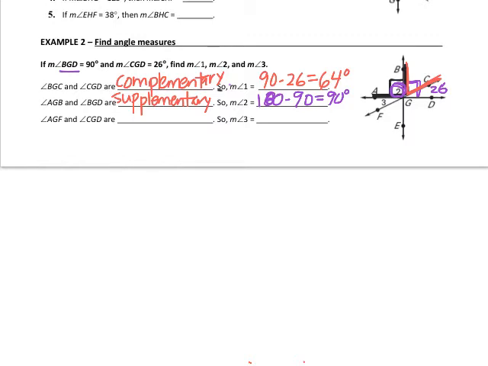All right, our last one says AGF. So let's go ahead and take a look at AGF. That's this angle number 3. Angle AGF, and CGD, which we already talked about was 26 degrees, are what kind of angles? Well, it forms a letter X, doesn't it? So if it forms a letter X, those are going to be called vertical. And vertical angles, as the theorem says, are congruent. So that means that the measure of angle 3, this angle here, also called AGF, is 26 degrees because they are exactly congruent since they are vertical angles.